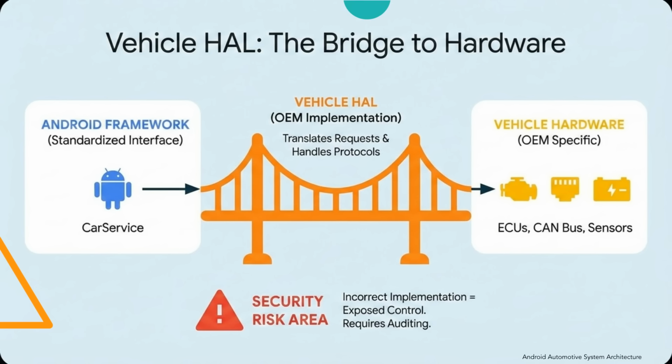Vehicle HAL must handle data conversion, signal mapping, and communication protocols. This is also a major risk area because incorrect implementation can expose vehicle control without proper validation. Unlike Android framework, which is standardized, HAL implementations vary widely, making security auditing extremely important.